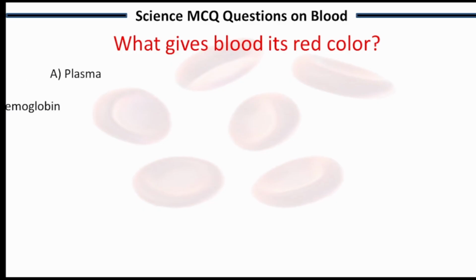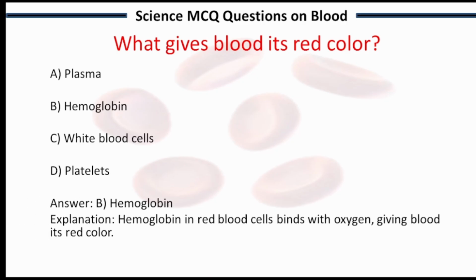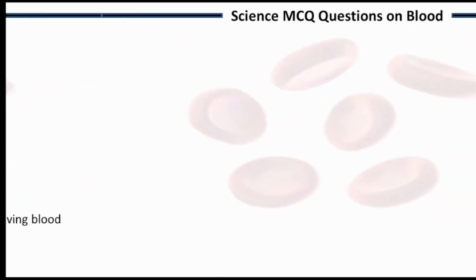What gives blood its red color? A, plasma. B, hemoglobin. C, white blood cells. D, platelets. The red color in the blood is due to the presence of hemoglobin. Hemoglobin in the red blood cells binds with oxygen, giving blood its red color.